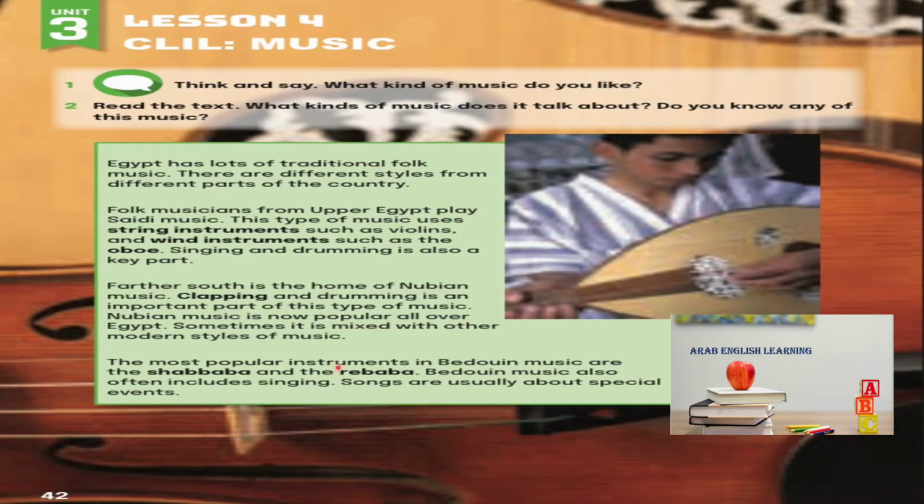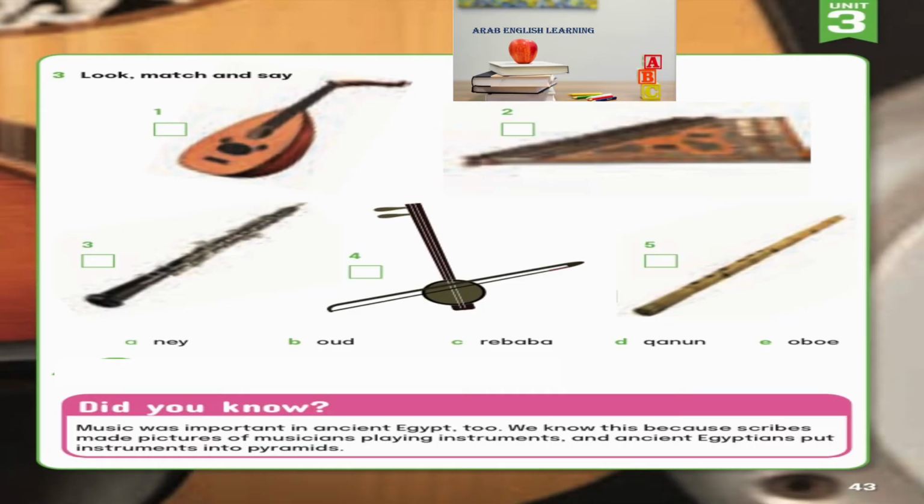The most popular instruments in Bedouin music are the shibaba and the rababa. Bedouin music also often includes singing. Songs are usually about special events. So the question again, what kind of music does it talk about? Saidi music, Nubian music, and Bedouin music. And you can answer this question by yourself. Do you know any of this music or not?